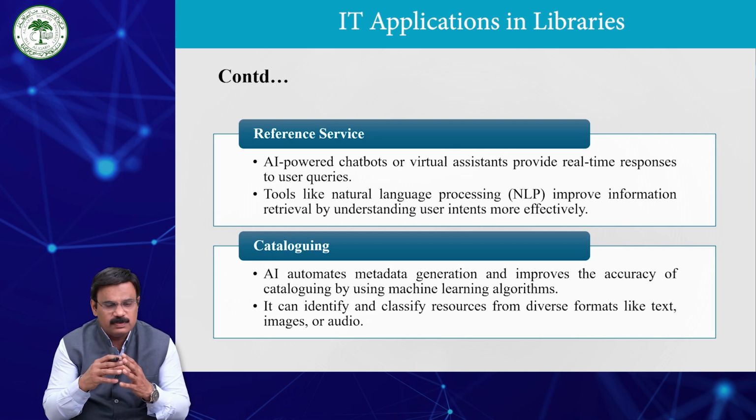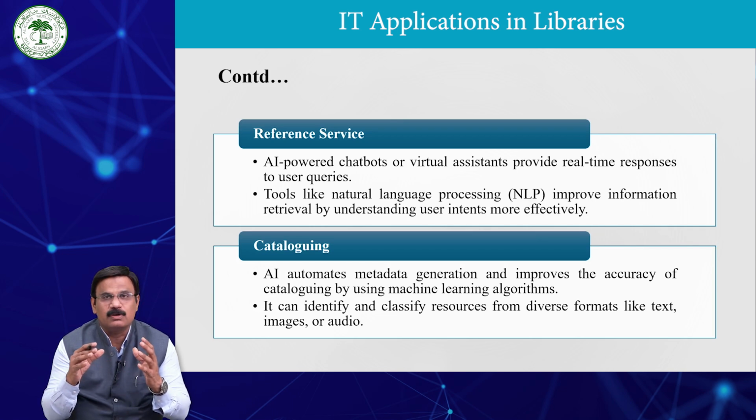In the reference service, AI-powered chatbots or virtual assistants provide real-time responses to user queries. Tools like natural language processing improve information retrieval by understanding user intents more effectively. In the case of cataloging, artificial intelligence automates metadata generation and improves the accuracy of cataloging by using machine learning algorithms. And it can identify and classify resources from diverse formats like text, image, or audio.